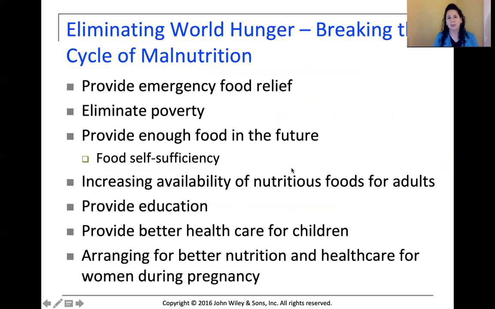So breaking that cycle of malnutrition, again, these are some of the ways we are working towards eliminating poverty. Gosh, we're working at different education things we can do, better health care for our kids. This is our future that we're talking about.